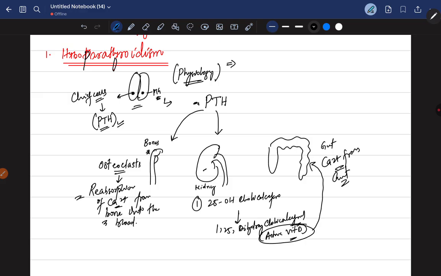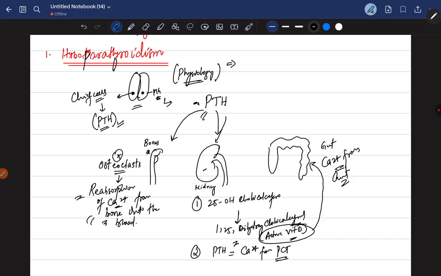Okay, this PTH forms the active vitamin D. Vitamin D helps in the absorption of calcium from the gut. And secondly, PTH directly helps in the absorption of calcium from the proximal convoluted tubule.